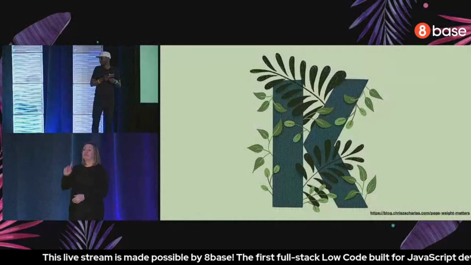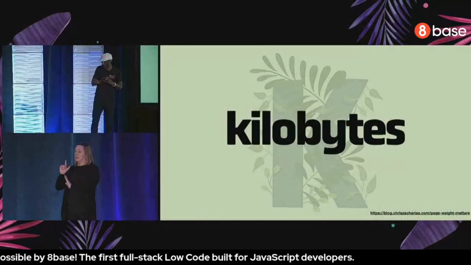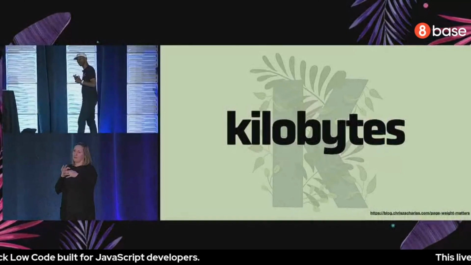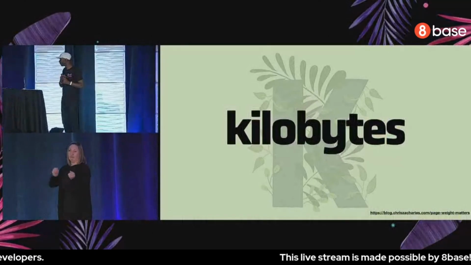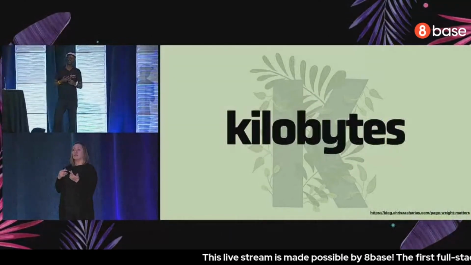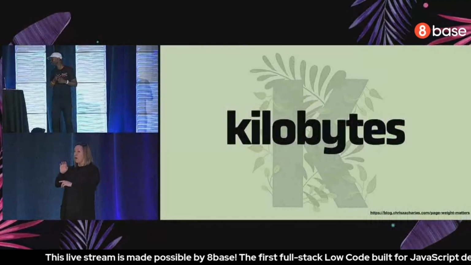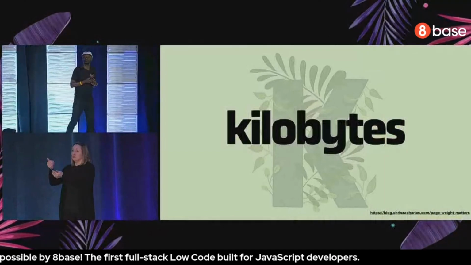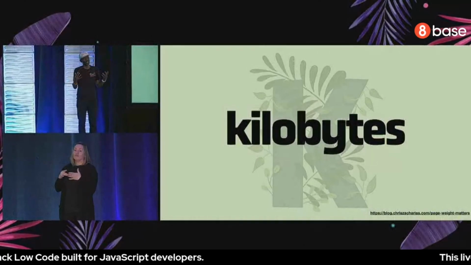K is going to stand for kilobytes. Believe it or not, we do have a problem with the size of pages that are coming down the pipe. At the 75th percentile, pages are like 4 megabytes. At the 90th percentile, they're just a little past 8. We're being liberal with the resources that we're sending down the pipe.